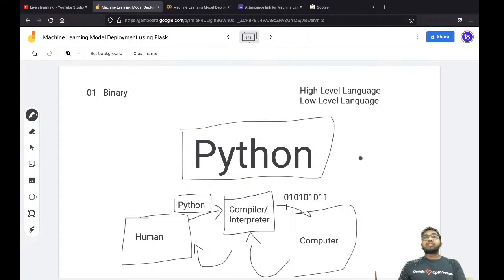That's why something that is close to machine will work faster as compared to something that is more close to human, right? So that's why the compiler works faster than the interpreter. Since Python uses an interpreter, it is considered slower as compared to C. When you compare Python with C, we always say that Python is slower than C because Python uses the interpreter and C uses the compiler, and Python is a high level language while C is a low level language.